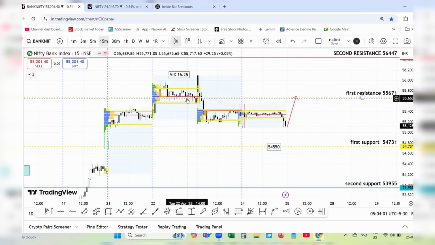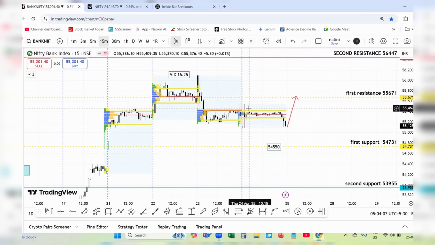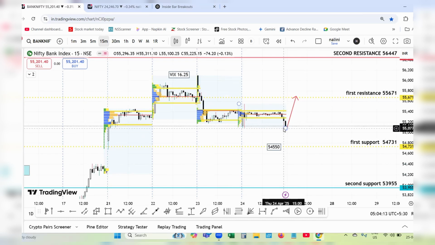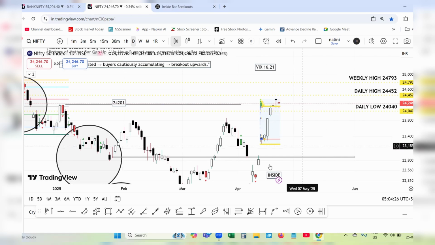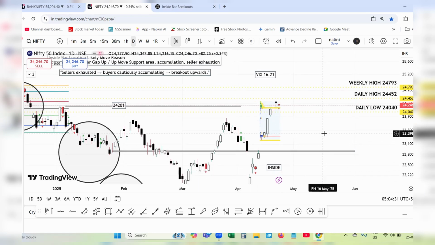This is my observation on the inside bar: whenever the inside bar has formed near the bottom of the mother candle, this is one instance, it is indicating accumulation and seller exhaustion. Sellers have exhausted, buyers have cautiously accumulated, and you can see a breakout to the upside in the market.